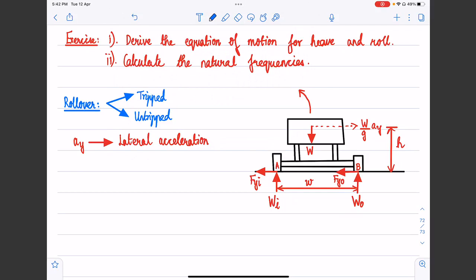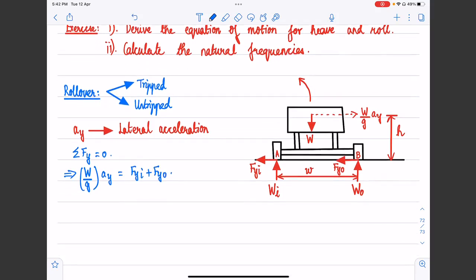If we first balance the forces along the lateral direction, if we write the sum of Fy equals 0, what's going to happen? We are going to get W by g times Ay equal to Fyi plus Fyo. And we also know that W is equal to Wi plus Wo. Please remember that. That is the balance in the vertical direction.